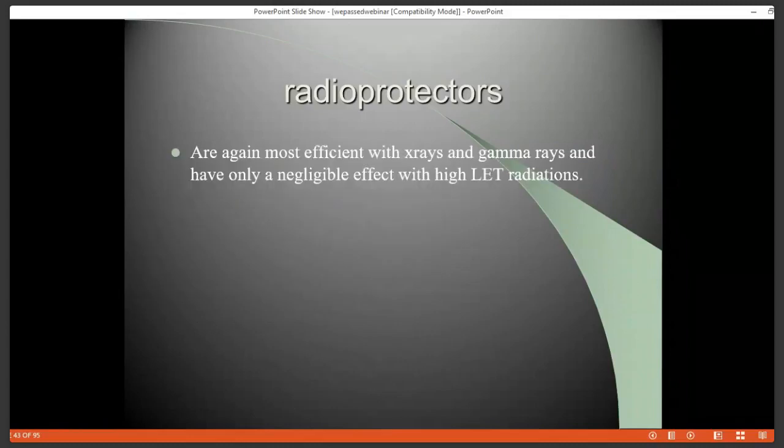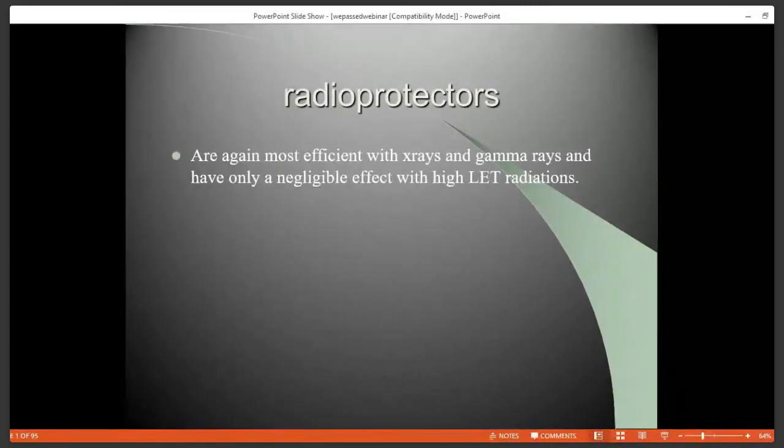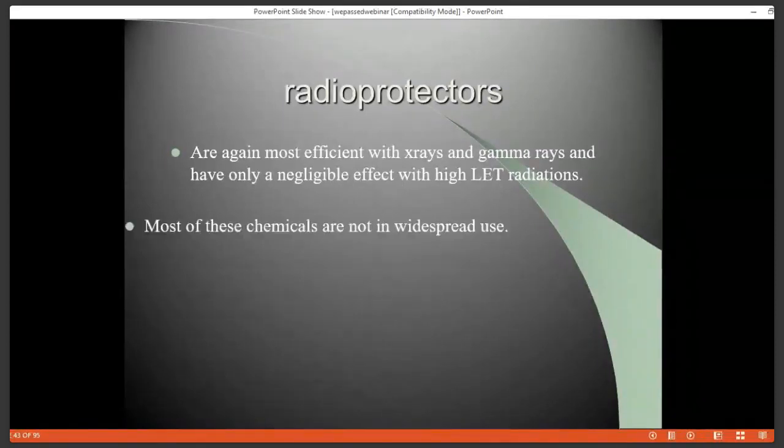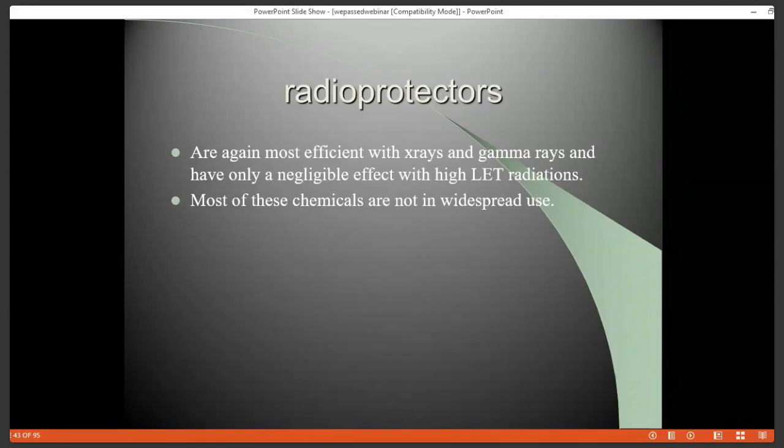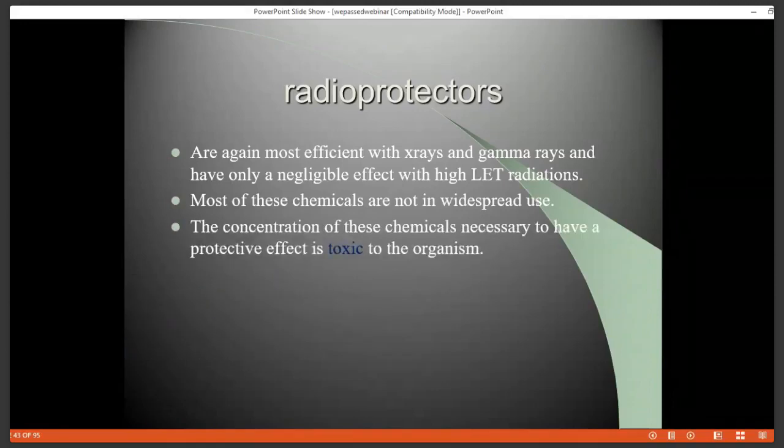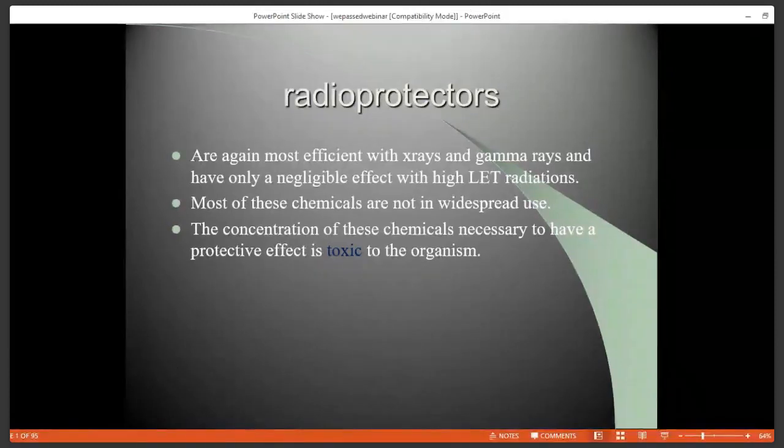Most efficient, again, with X and gamma ray production, very negligible effects as far as with high LET radiation, because once again, they do not produce free radicals. Most of the chemicals for radioprotectors don't seem to be in widespread use. They can be very toxic, given in the right amounts.